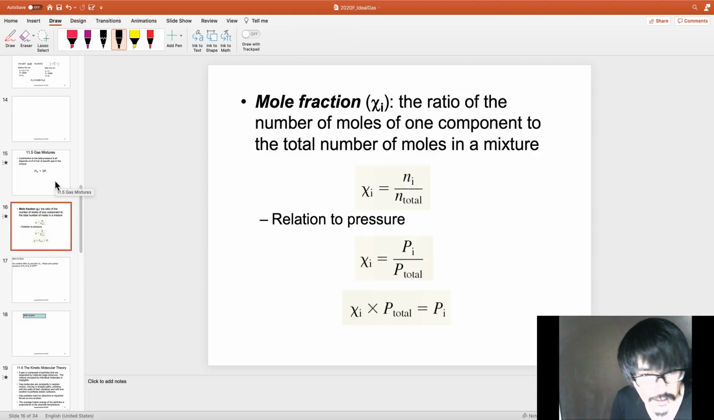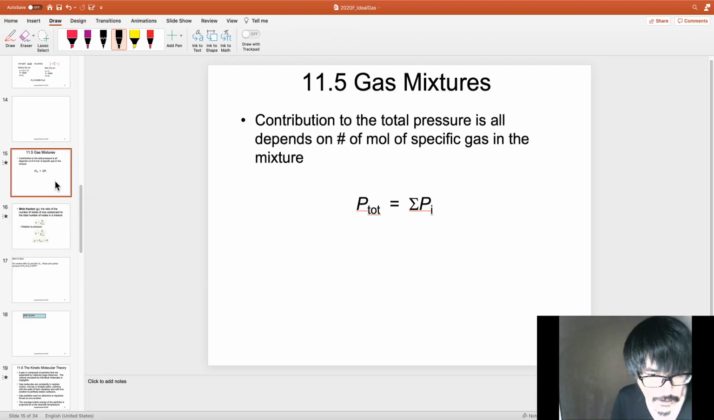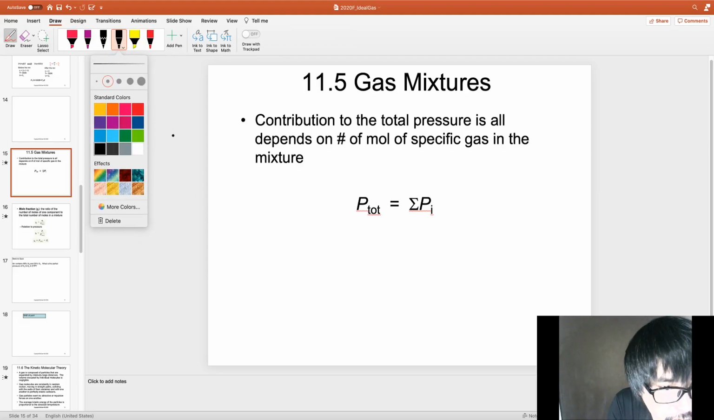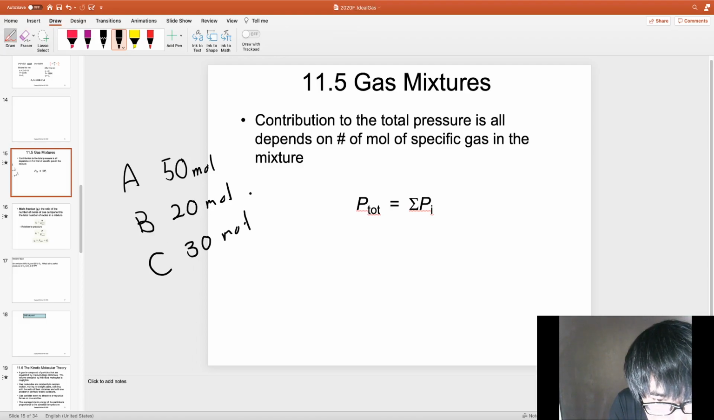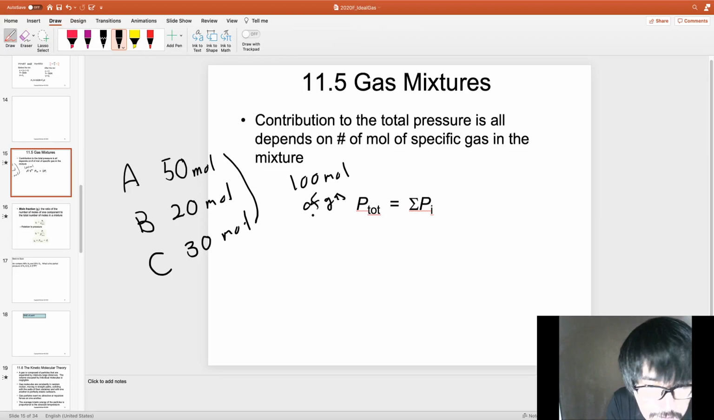every time that you have some gas mixtures, let me give you a specific example. Say 50 mole of A, and B, let's make it 20 mole, and then C to be 30 mole of gas. All of these are gas, right? The total is 100 moles of gas.